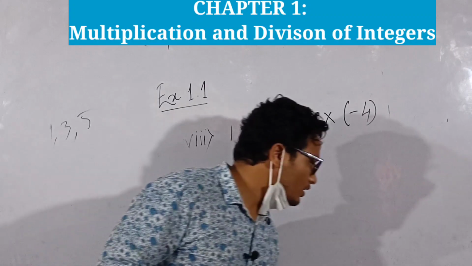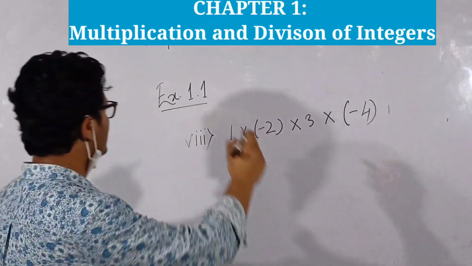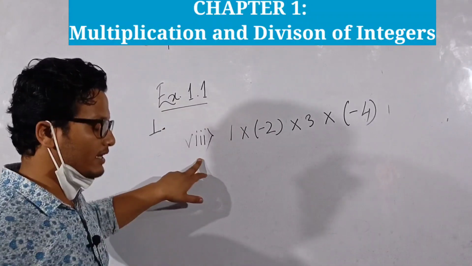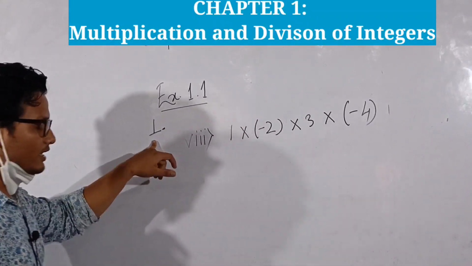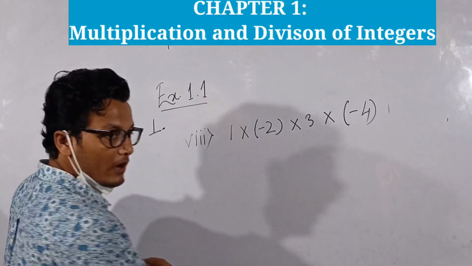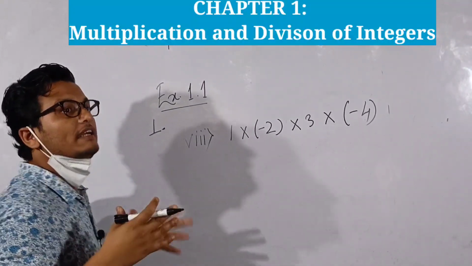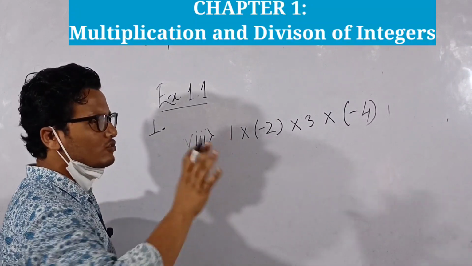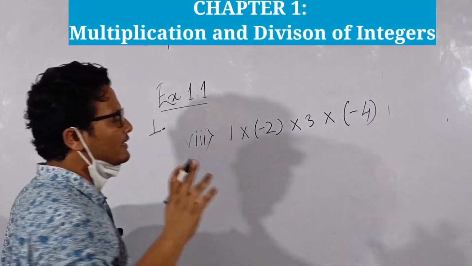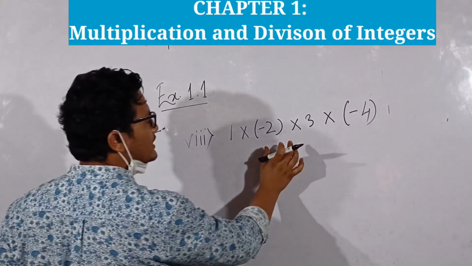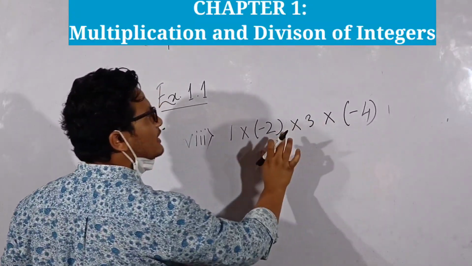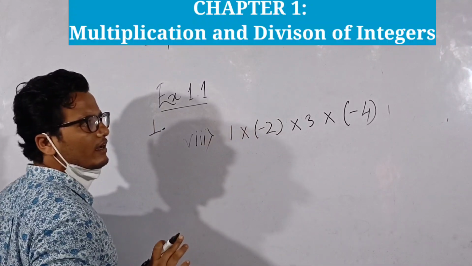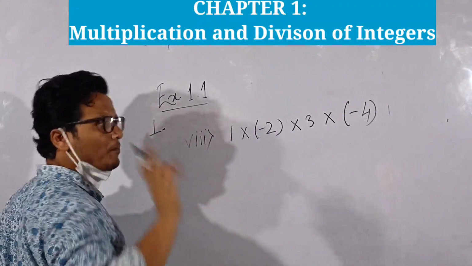Now students, we will solve question number 8 of sub number 1. Okay, so in the last problem we had 3 negative signs. 3 is an odd number, so the answer was also a negative number. But in this case what do we see? We see that there are 2 negative numbers. That means the number of negative numbers is even, so the answer should be positive.